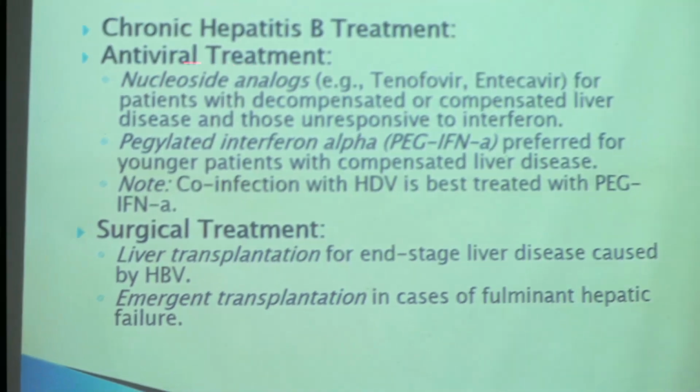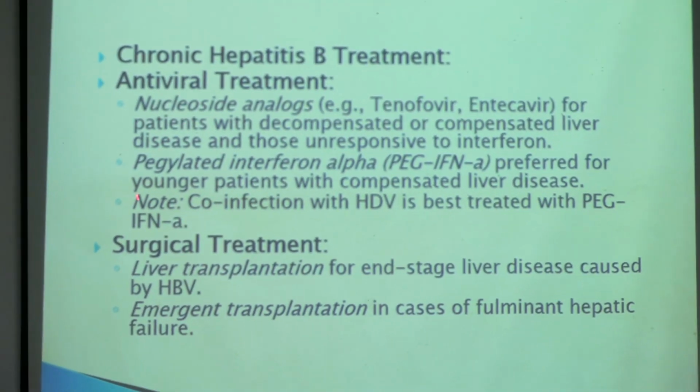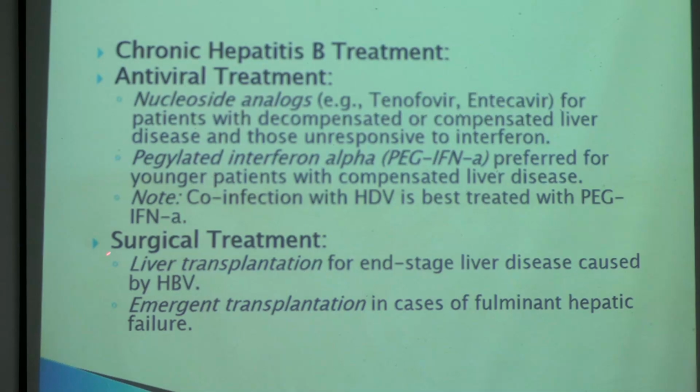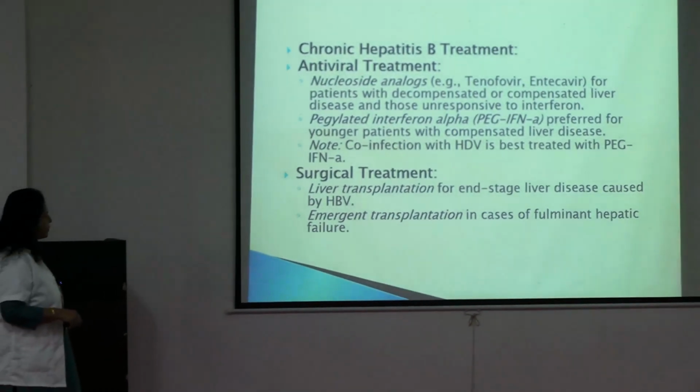Chronic hepatitis B treatment is antiviral. We have a few antivirals like tenofovir and entecavir for patients with decompensated or compensated liver disease, and those unresponsive to interferons. Usually pegylated interferons are used. Co-infection with HDV is best treated with pegylated alpha interferons. Surgical treatment is, again, liver transplant.